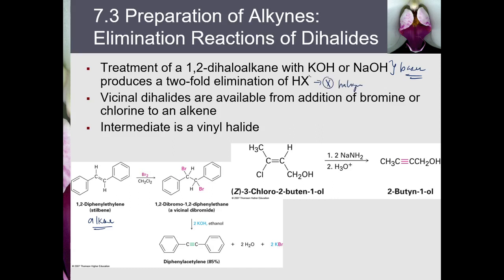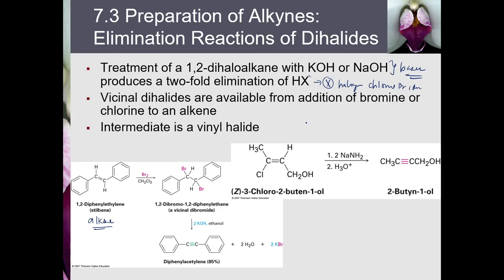Your halogen can either be chlorine, bromine, iodine, and what else? Fluorine. So, we have here a term: vicinal dihalides are available from addition of bromine or chlorine to an alkene. What does this mean? If you start with an alkene and add bromine, or chlorine, or halogens, you will have vicinal dihalides. What does vicinal dihalides mean?